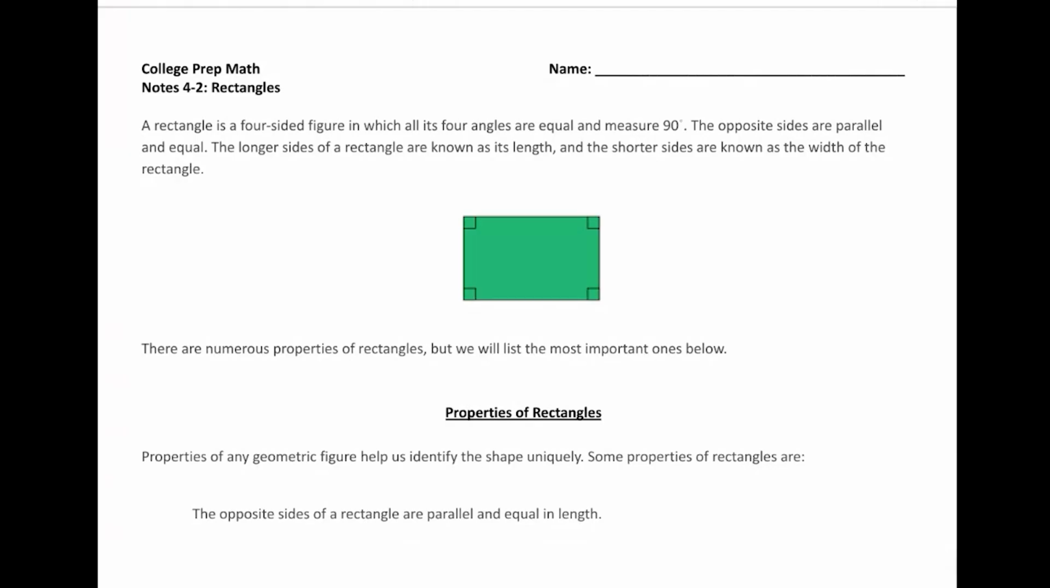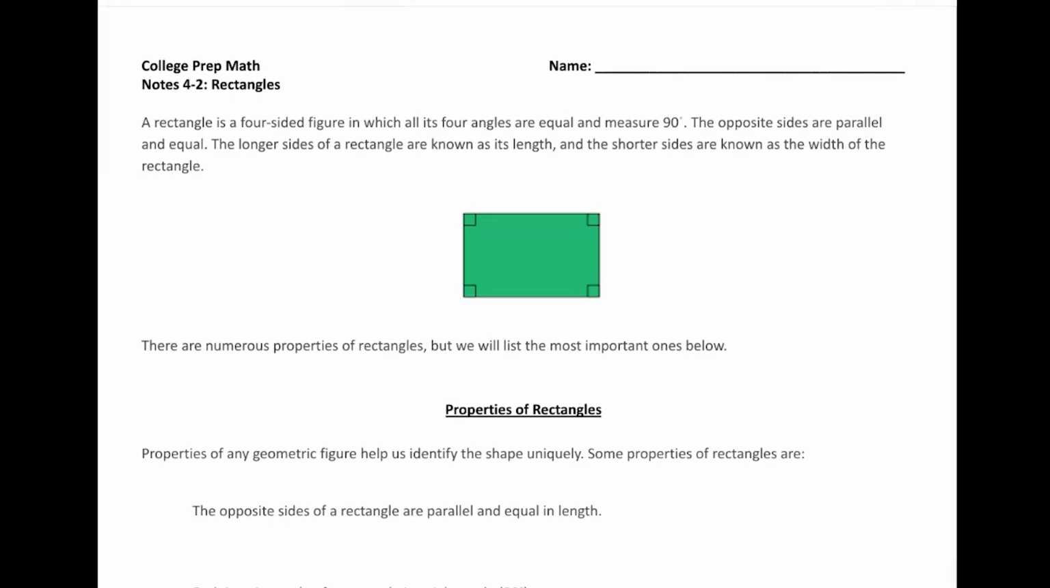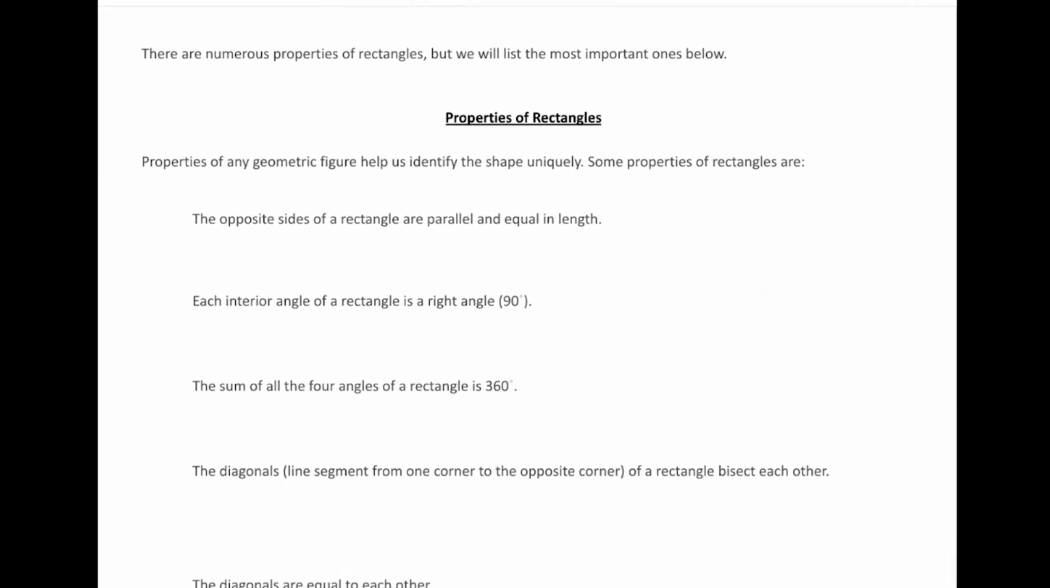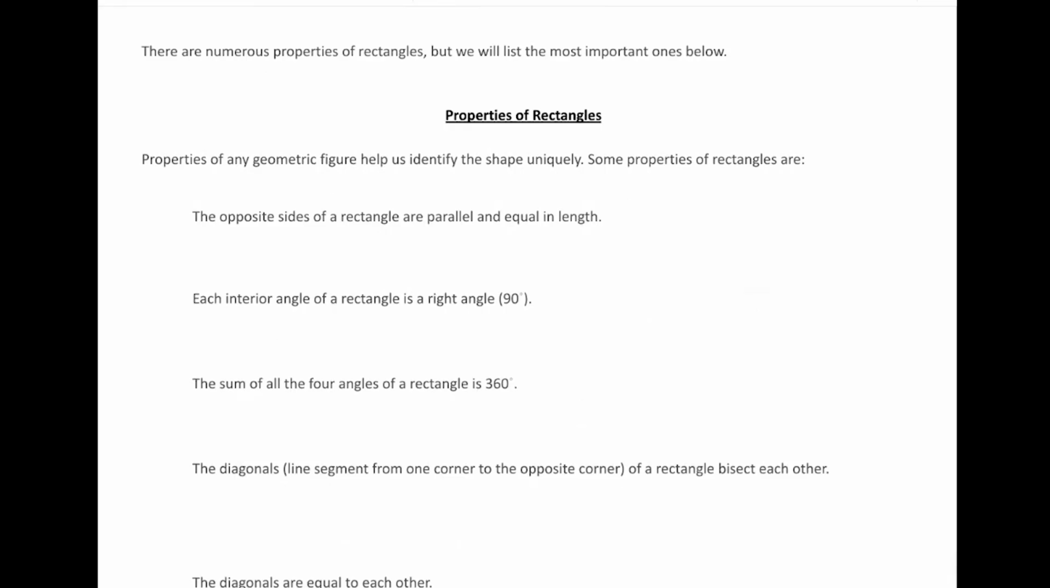getting involved. So just in general, a rectangle, as hopefully you're aware, is a four-sided figure. It's got four sides. It's got two sets of parallel and congruent sides, and has four 90-degree angles in there. So there are some important properties of rectangles that you should be familiar with. Okay, the first is that the opposite sides of a rectangle are parallel and equal in length.